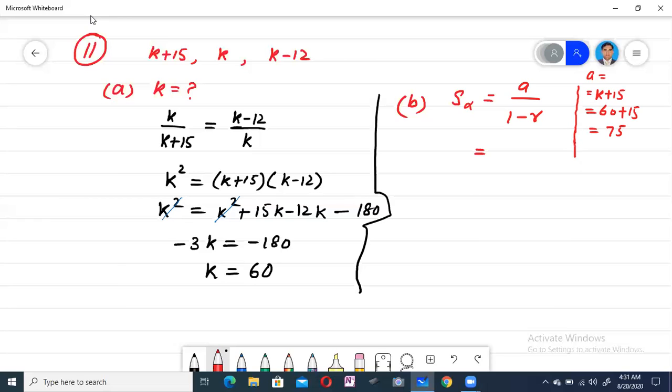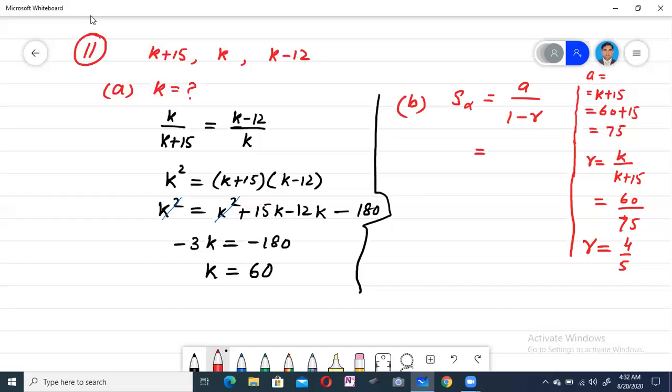Then R we need. R will be equal to the second term divided by the first term, or the third term divided by the second term. Second term is k divided by first term k plus 15. Then k here is 60 divided by 60 plus 15 is 75. Then 60 divided by 75, 15 fours are 60 and 15 fives are 75. It means R is equal to 4 by 5. These values we will substitute in this formula.